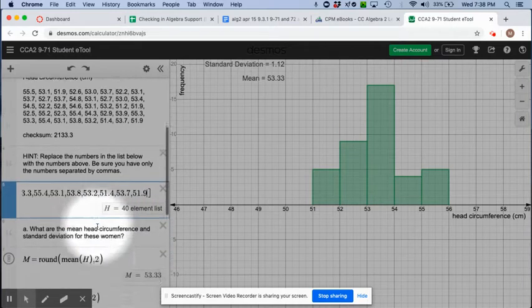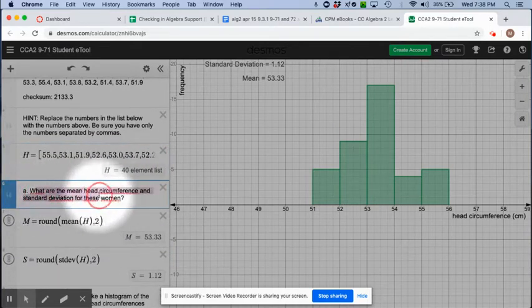And then what it does for you, it actually calculates the mean and standard deviation for you, just like it would on a calculator. So if you don't have your calculator and you're not really too interested in learning how to use it, then you can just use Desmos for this. If you are interested in using your calculator for this, there are fantastic videos on YouTube that can show you how to do relative frequency histograms and anything you've ever wanted to do on your calculator. So, Desmos. So what are the mean head circumference and standard deviation?